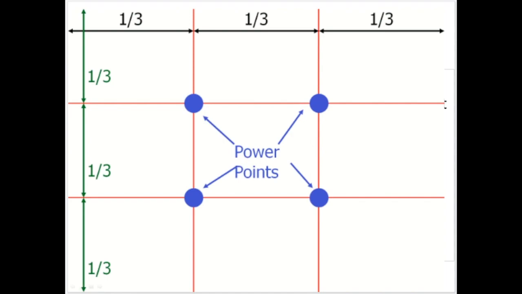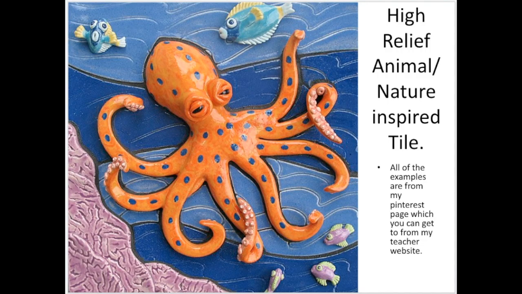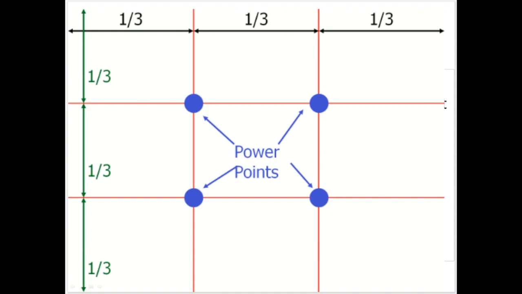So for the octopus in the previous example, while this is a pretty interesting composition, it could have been a little bit more dynamic if the octopus eye had been moved over, maybe a little bit upward towards that intersection that's about here. This isn't a hard and fast rule, it's just a compositional tool to help people make interesting compositions.